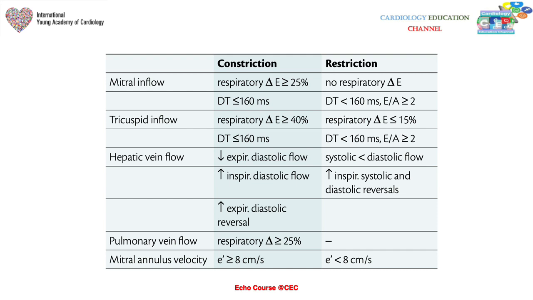And you may have the hepatic vein flow: there is decreased diastolic flow in constriction, and systolic flow is usually less than the diastolic flow in restriction. In the pulmonary vein flow, you may have respiratory variability of more than 25%, but in restriction there is no respiratory variability. The mitral annulus velocity in constrictive pericarditis is usually more than 8 cm per second, but in restriction it's usually less than 8 cm per second. And you may note in constrictive pericarditis the annulus inversus that we had said before.